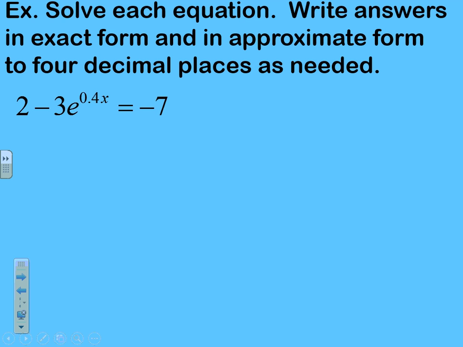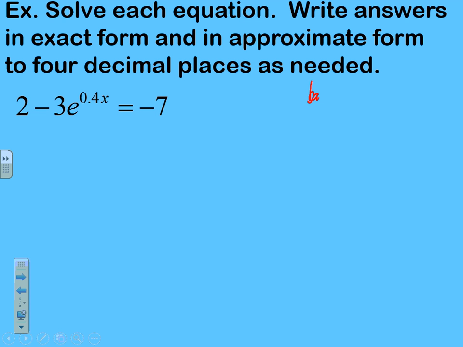Now here is a new type of equation where we actually have some steps that we have to take rather than just converting it from one form to another and then trying to solve for x. Now here we have an exponential equation: 2 minus 3 times e to the 0.4x power is equal to negative 7.